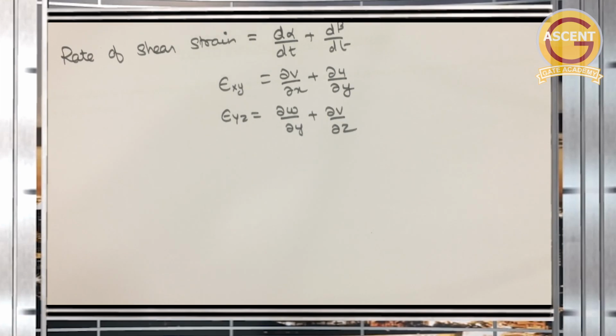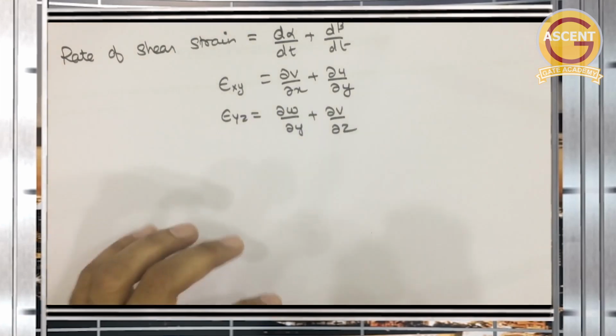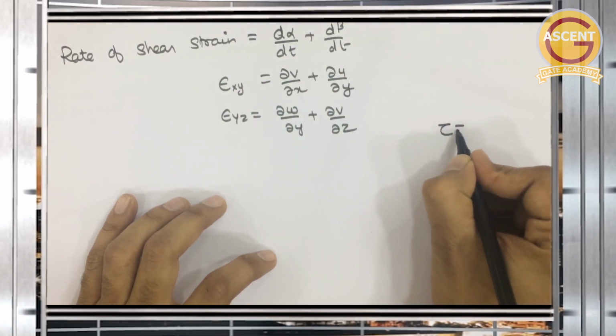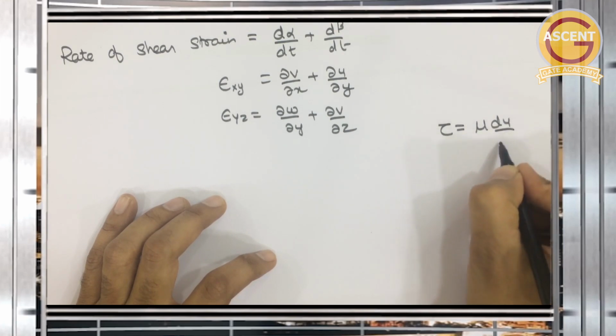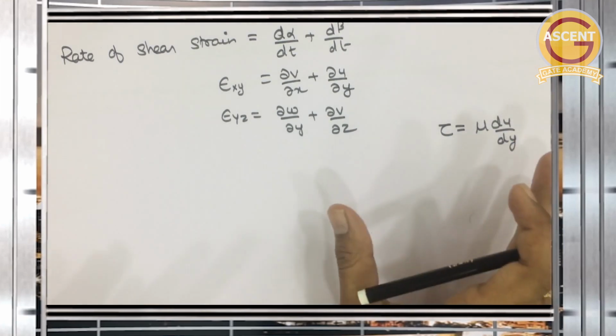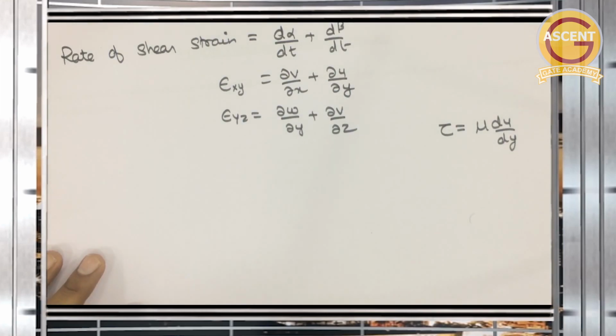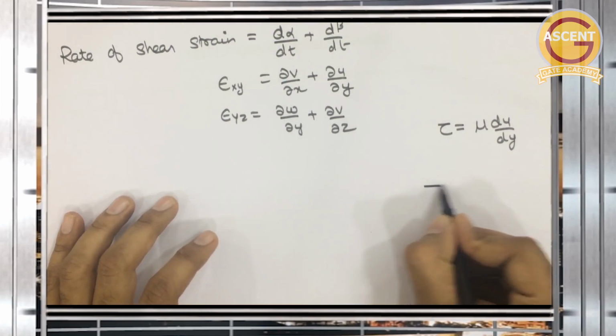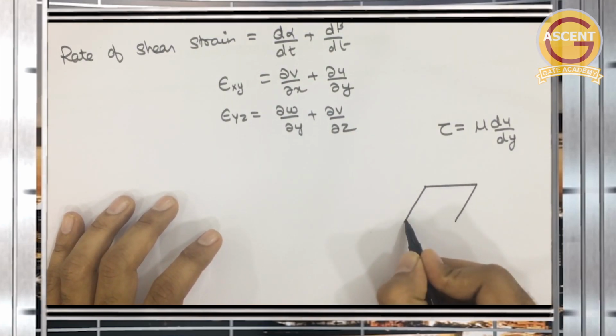Now I will tell you one interesting thing here. We have discussed Newton's law of viscosity, and we discussed it in the 2D plane, where the shear stress was tau is equal to mu into du by dy, where this du by dy was the rate of shear strain. Here we considered the 2D case only. Now what will be Newton's law of viscosity in the 3D plane? In 3D plane means like this.